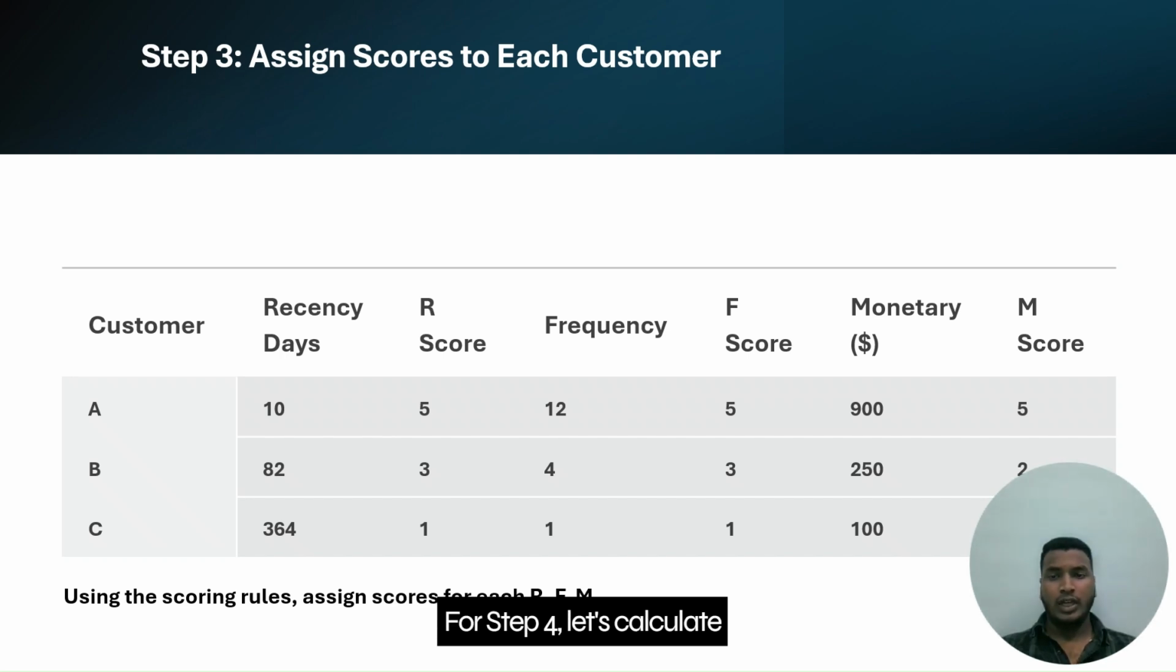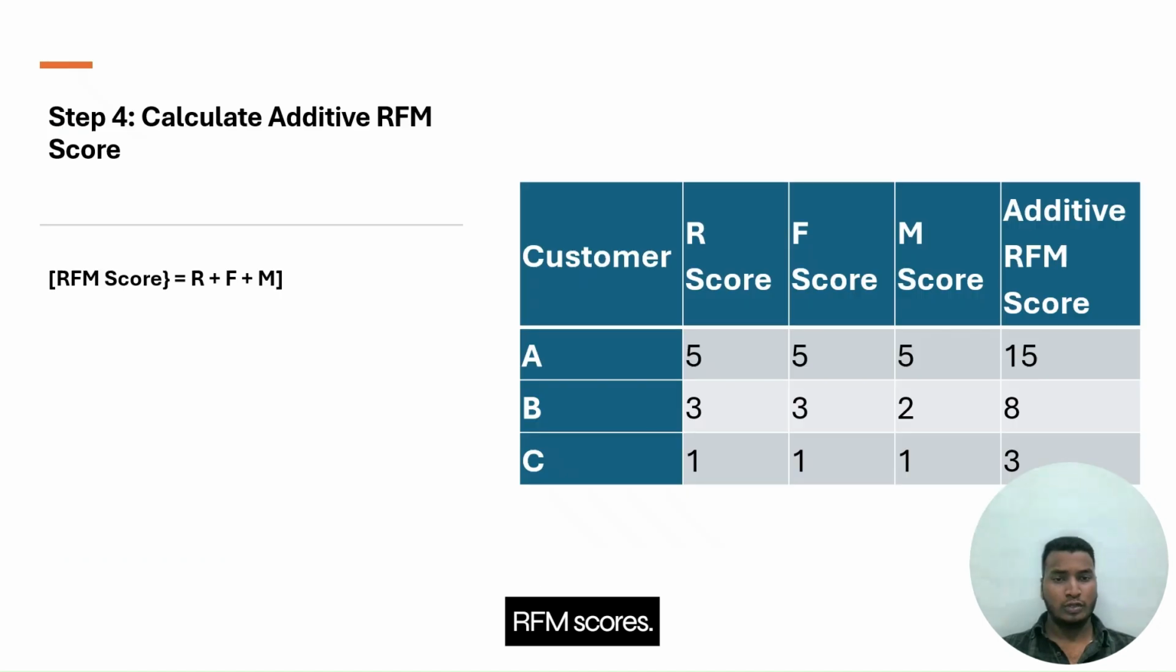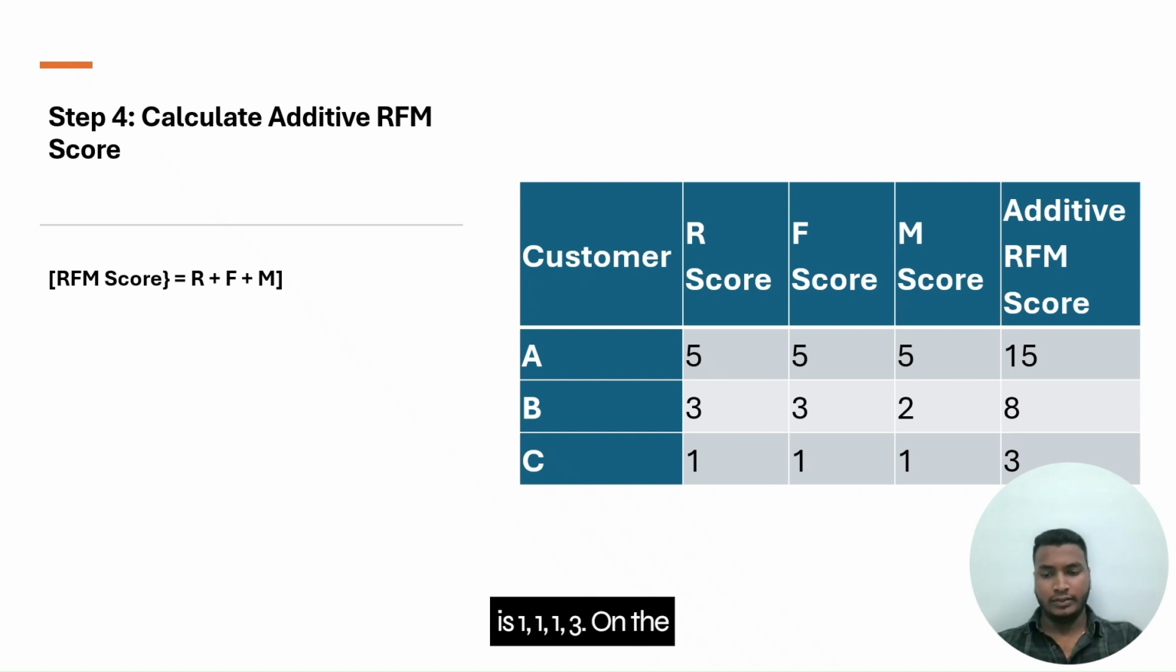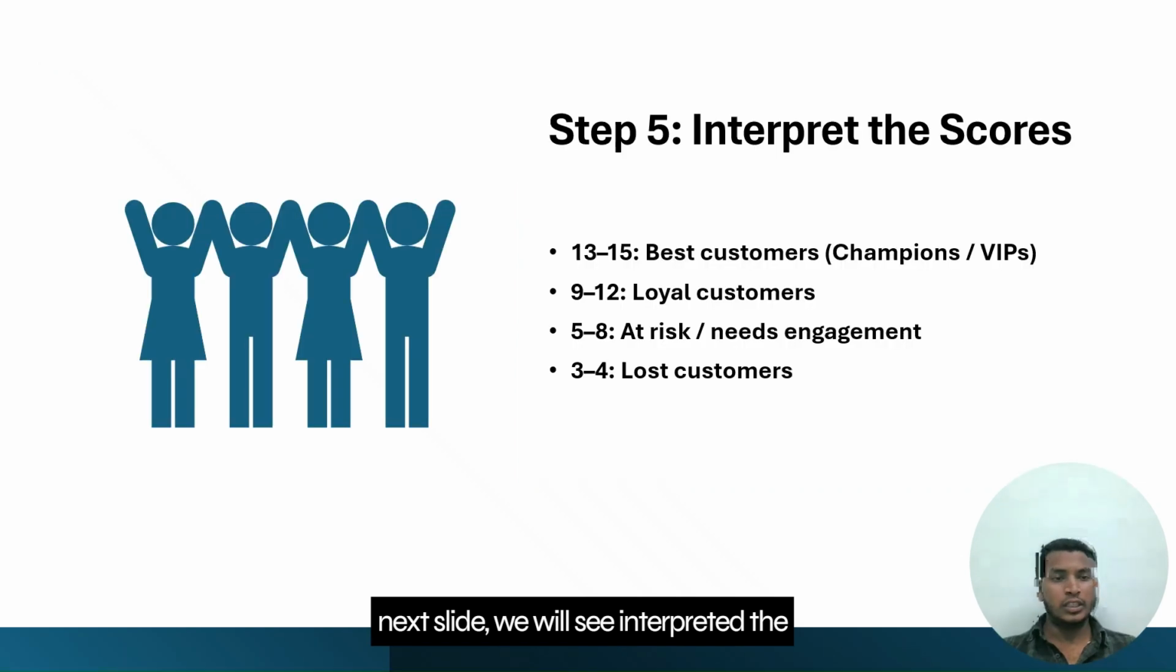For step 4, let's calculate the RFM scores. We'll add all of these, R plus F plus M. For the first customer, A, it is 555, which is 15. For customer B, it is 332, which is 8. For C, it is 111, which is 3. In the next slide we will see how to interpret the data.